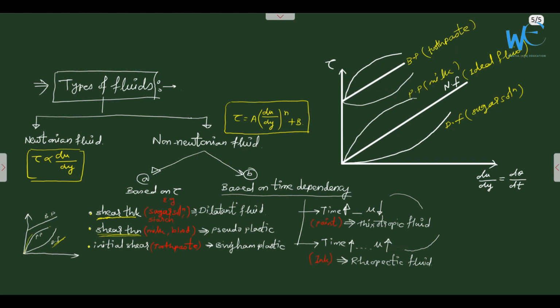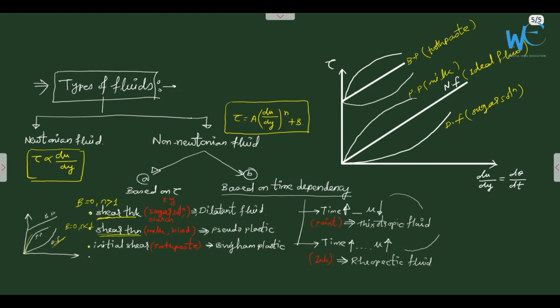And then come to the classification based on time dependence. Oh, one more thing: in this formula, if you carefully observe, A and B are constants. So for shear thickening, B is 0 and N is greater than 1. And for pseudoplastic, B again 0, but N is less than 1.